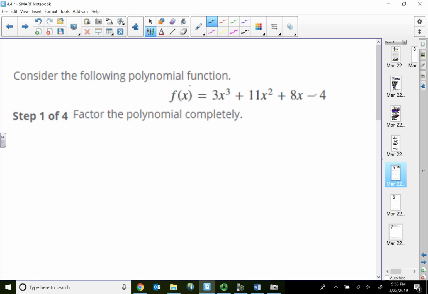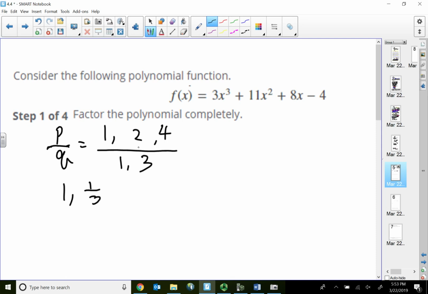I'm going to do my p over q. My p is 4, so what times what is 4? Well, 1 times 4 and 2 times 2. My q is 3, so there's 1 times 3. So by doing my p over q, 1 over 1 is 1. 1 over 3 is 1/3. 2 over 1 is 2. 2 over 3 is 2/3. 4 over 1 is 4. 4 over 3 is 4/3.